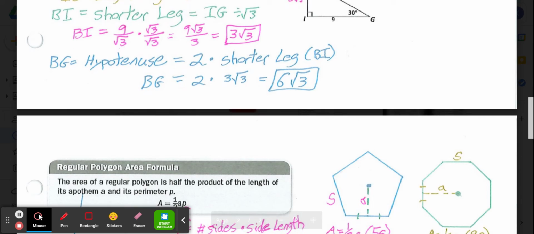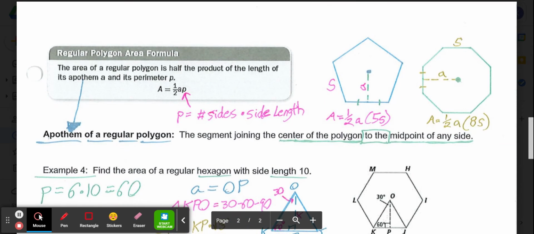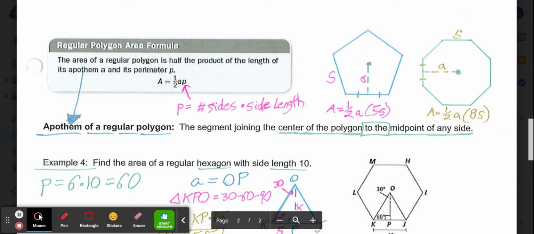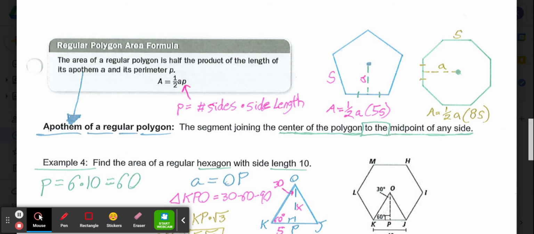Then we get into our last idea for this lesson. Based on those special right triangles, we have a regular polygon area formula. Remember, a regular polygon means that all the sides are congruent, and all of our angles also end up being congruent measures. And it has to be convex. So in a regular polygon, all the sides are the same length.